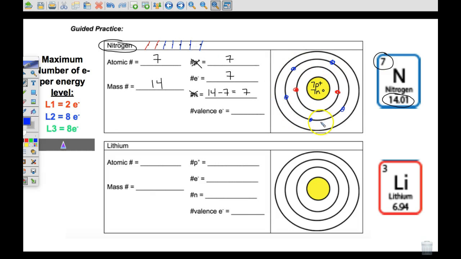So by plotting the remainder of the electrons I had left, I plotted all 7 of my electrons, 2 in the first level, which filled it up, and 5 in the second. Technically there's still room in the second level, but I don't have any more electrons to plot. So because I'm done plotting my electrons, now I can focus on the number of valence electrons, which remember are the electrons in the outermost ring.